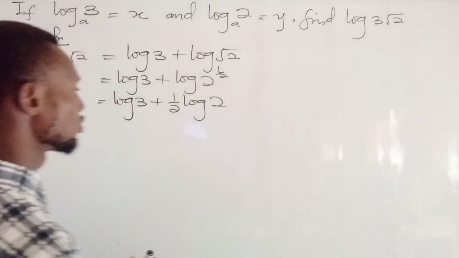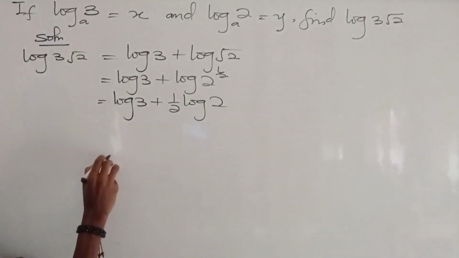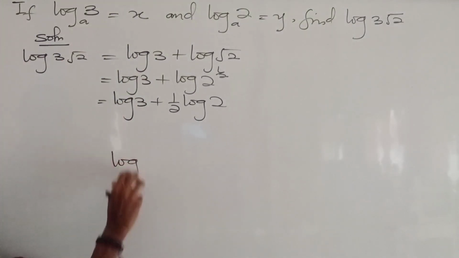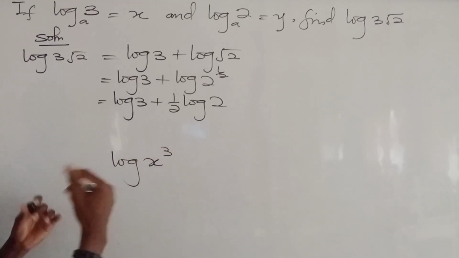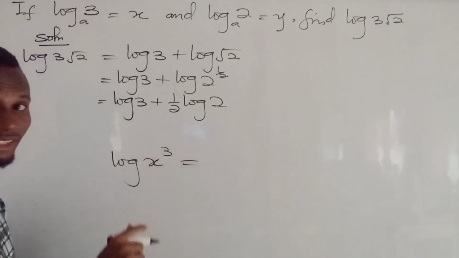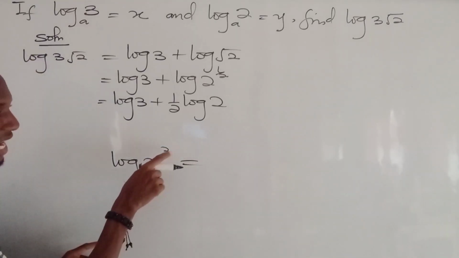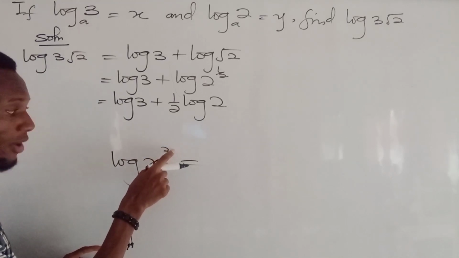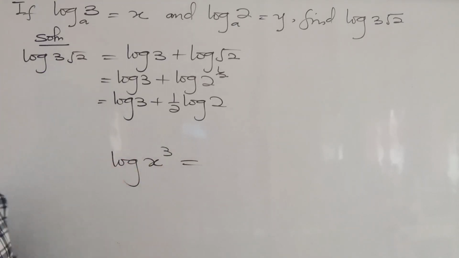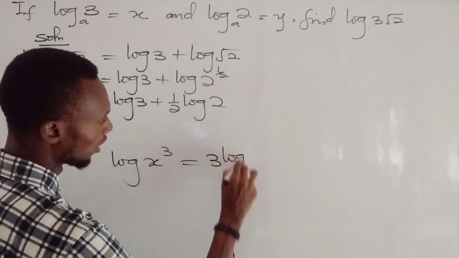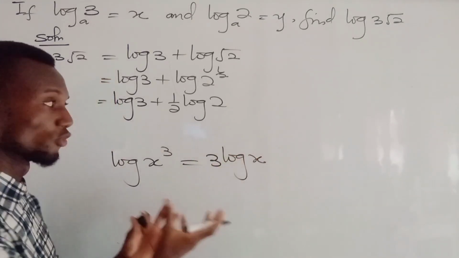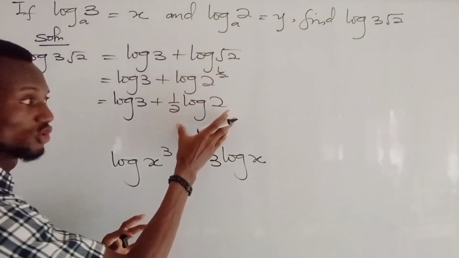Assuming we have something like the log of s to the power 3, the laws of logarithm say that the power 3 can come in front of the logarithm. So we can write it as 3 log s. That's the rule we apply to write it like this.